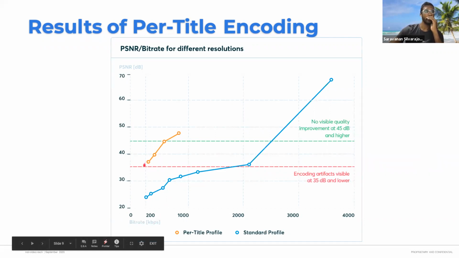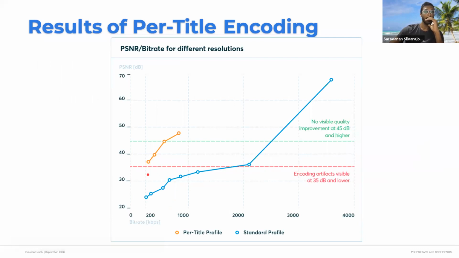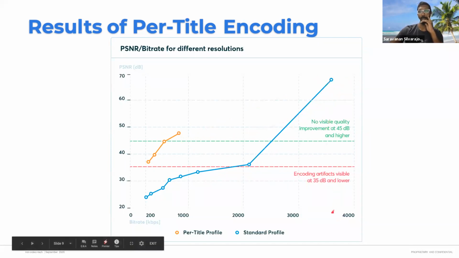So you can see that there is a lot of cost savings in the highest quality profile. You can see that using per title, you're able to generate a bitrate that serves a quality of above 45 PSNR, whereas using a standard bitrate ladder, you get a quality of more than 45 at 70, using a much higher bitrate, close to 4 Mbps, right?